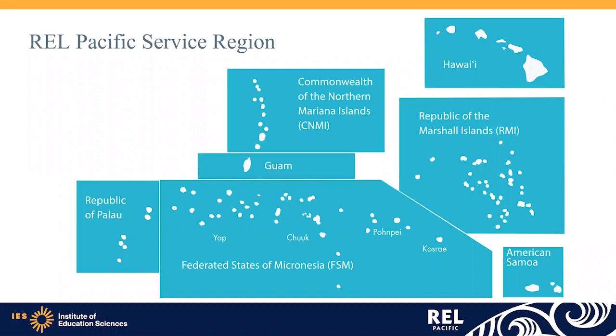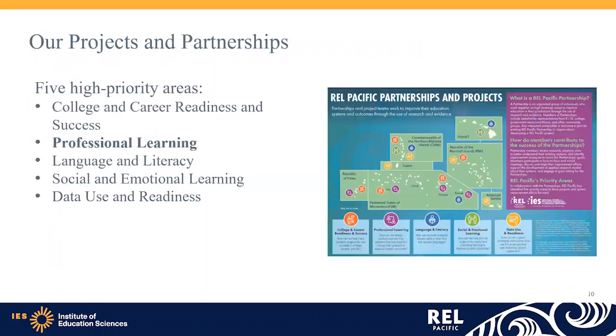So that is an extremely geographically vast region. It spans roughly 5 million square miles. And within these jurisdictions, we work with a number of research practice partnerships, and those focus on the 5 high priority areas that you see on your screen now.